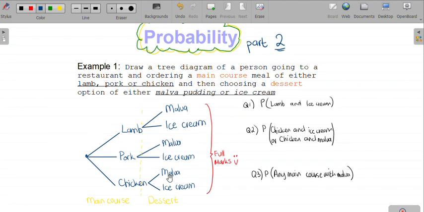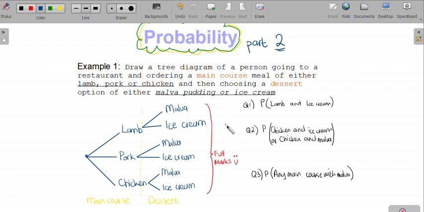So let's have a look at the question. The question is saying, draw a tree diagram of a person going to a restaurant and ordering a main course meal of either lamb, pork, or chicken, and then choosing a dessert option of either malva pudding or ice cream. Let's have a look and see.